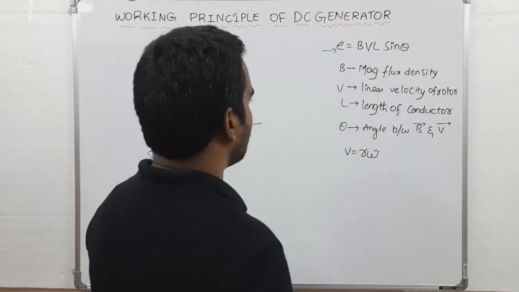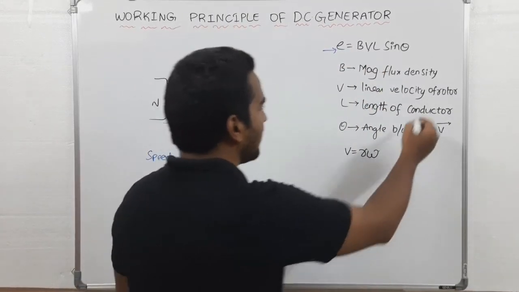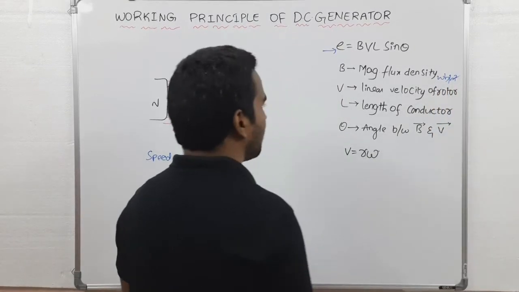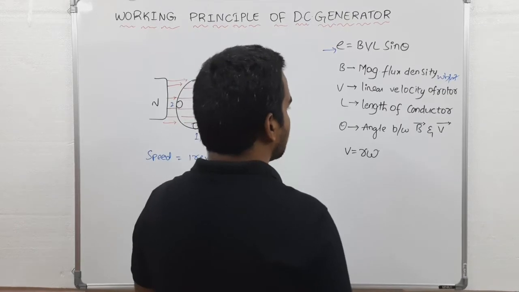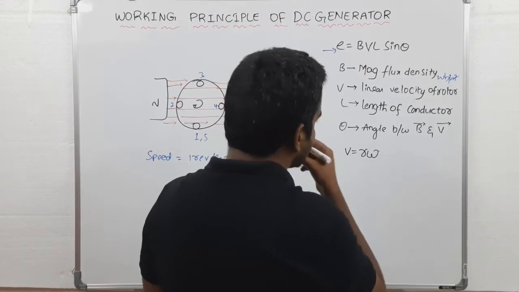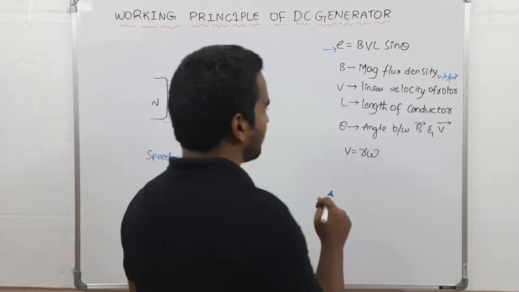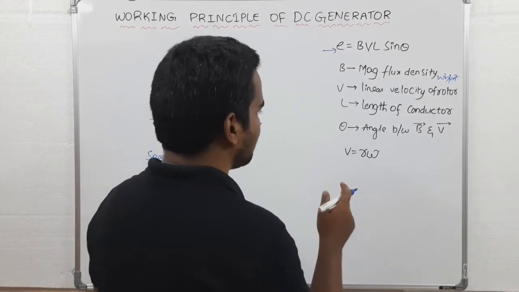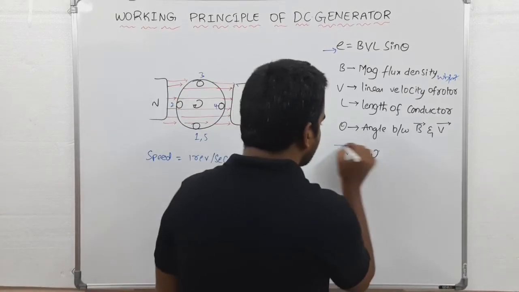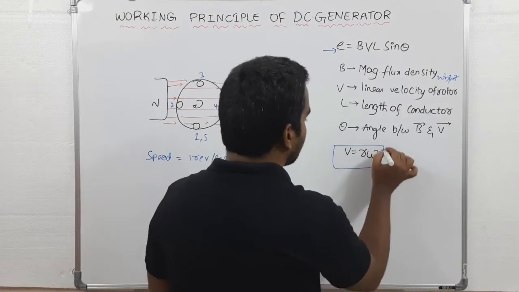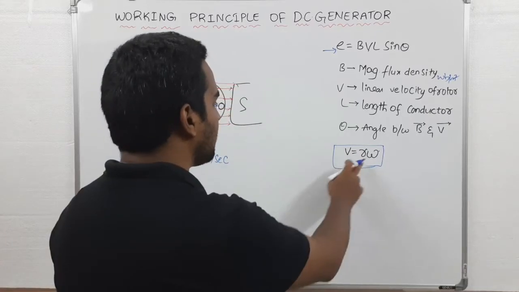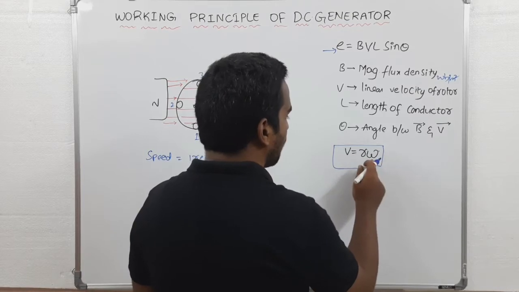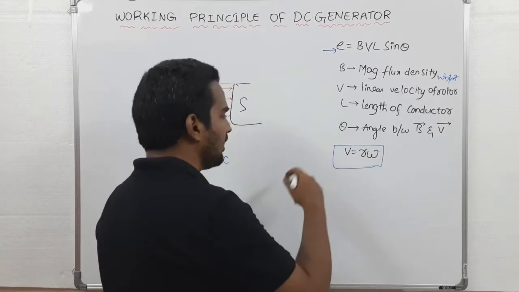The magnitude of induced EMF can be identified by using the equation E equals B V L sin theta, where B is magnetic flux density in Weber per meter square, V is linear velocity of the rotor in meter per second, L is length of the conductor in meters, and theta is the angle between vectors B bar and V bar. The relationship between linear velocity and angular velocity is V equals R omega, where R is the radius of the rotor and omega is the angular speed of the rotor.